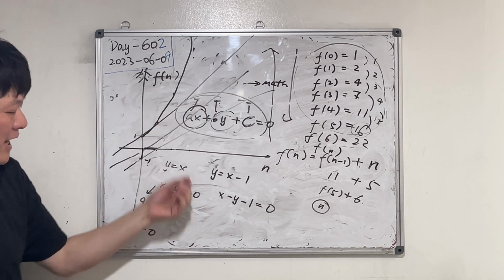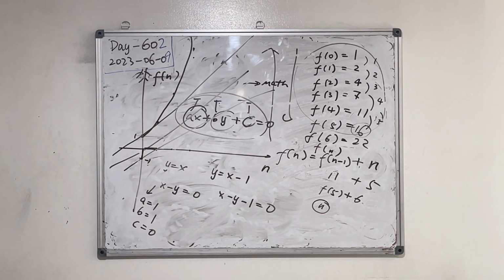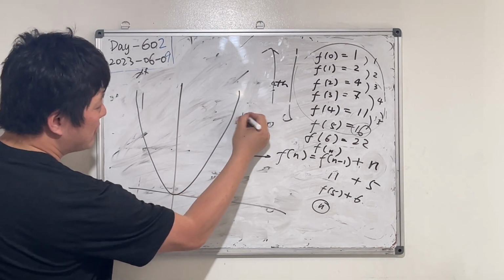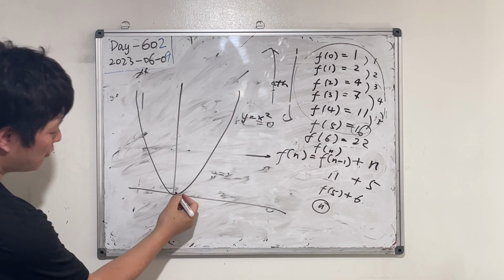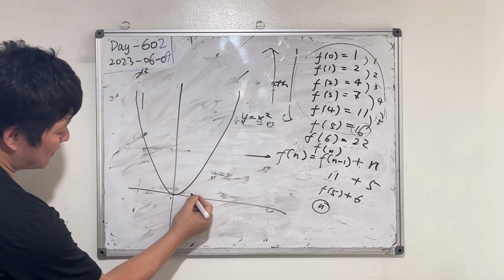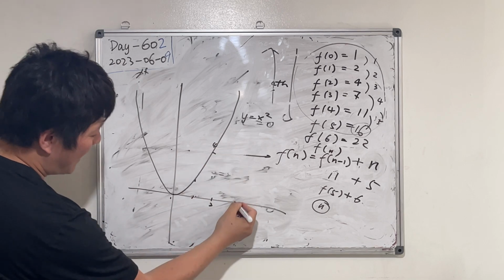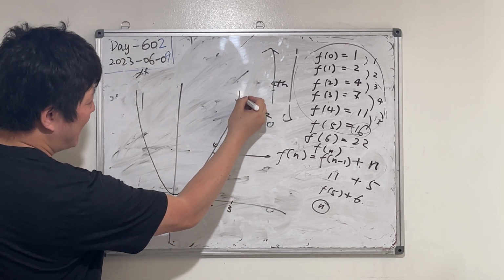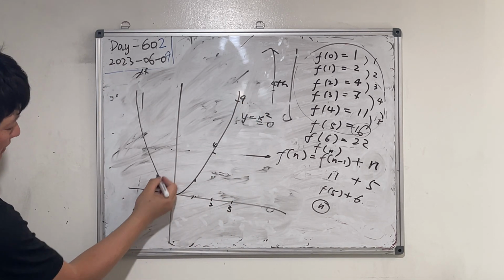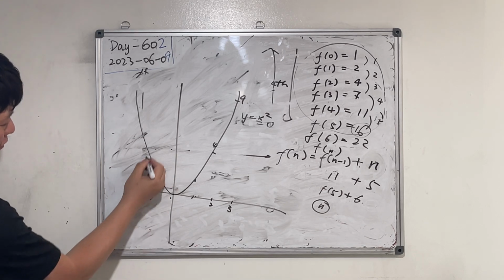This is a straight line equation. This is y equals x squared. When x is 0, y is 0. When x is 1, y is 1. When x is 2, this is 4. When x is 3, this is 9. This is minus 1, 1, minus 2, 4.